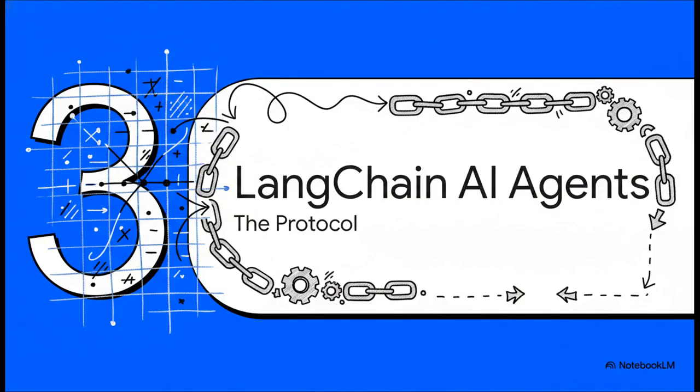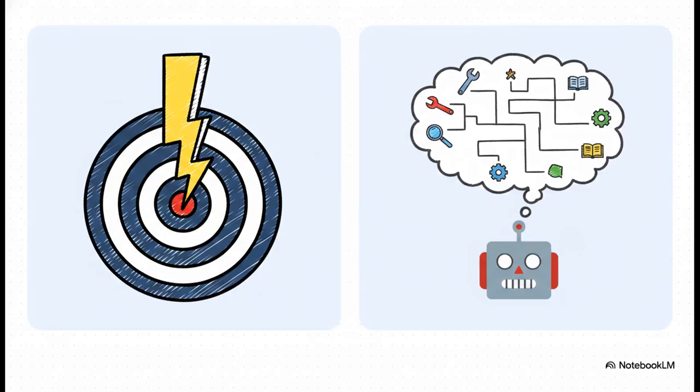Now that our data grid is alive, we need a protocol to navigate it. Part 3, building LangChain AI agents. When you're orchestrating your AI with LangChain, you essentially have to choose between the raw, blistering speed of a chain or the dynamic, tool-wielding flexibility of an agent. A chain does a hard-coded search and gives you an answer. It's one pass, and it's incredibly fast.